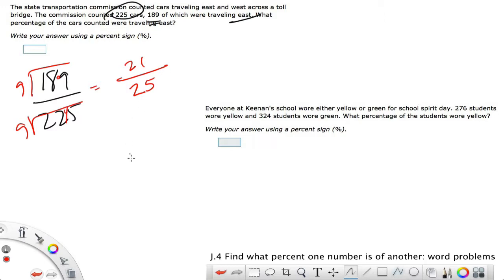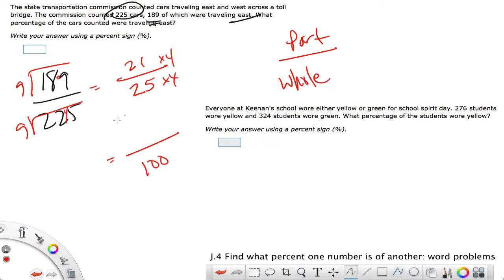This is very similar to the last one. We simply have to multiply both by 4 to get it to be a percent per 100. So remember, we always are working part divided by whole equals some percentage over 100. So in this case, 21 times 4, 4 times 20 is 80. 4 times 1 is 4, so this is 84, or 84%.